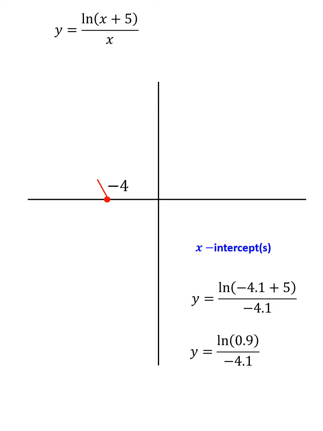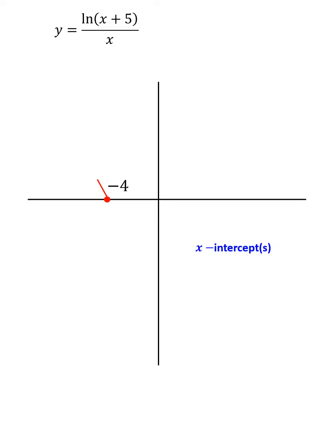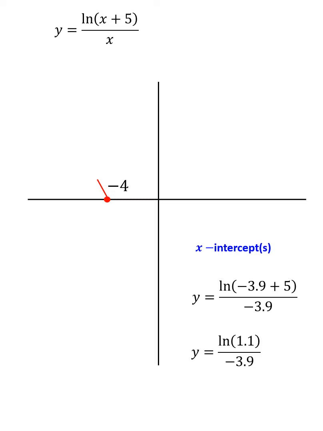Now that I've analyzed the graph to the left of this intercept, let's plug in a number slightly to the right of -4. If you plug in, say, -3.9, you'll get this. Again, I'm not interested in calculating this to any degree of accuracy as much as I am just knowing if this quantity is positive or negative. Well, it turns out it's negative. Why is that? Well, because the natural log of 1.1 is a positive number. Why is that? The natural log of anything greater than 1 is a positive number.